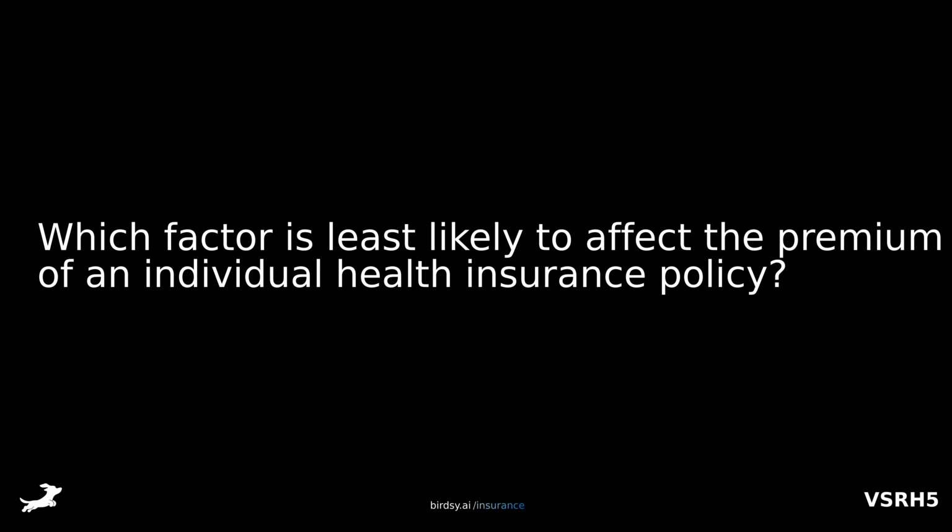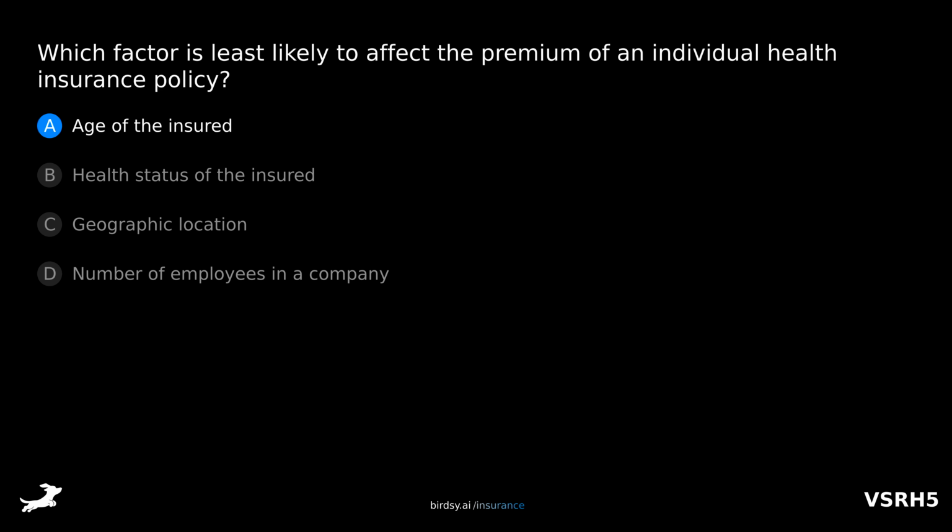Which factor is least likely to affect the premium of an individual health insurance policy? Is it A, age of the insured? B, health status of the insured? C, geographic location? Or D, number of employees in a company? The answer is D, number of employees in a company.